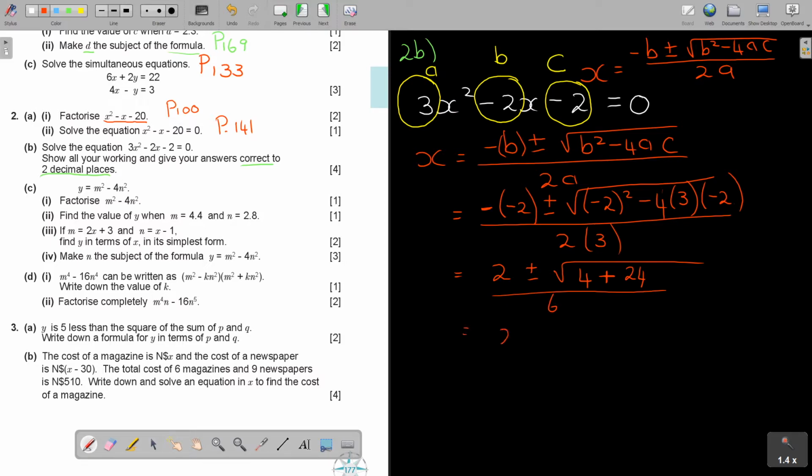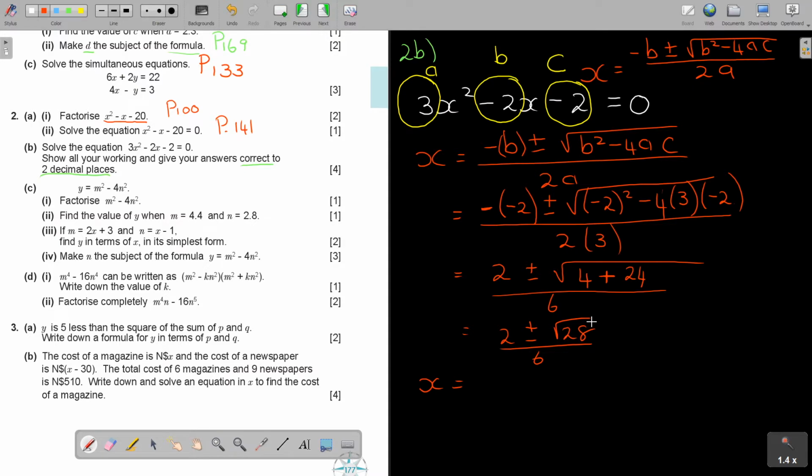And from here on, you can almost start using your calculator. So it's going to be 28 over 6. Now, the one answer you get by following the positive road, and the other answer you get by following the negative road. So now, go and press on your calculator, and really listen, you must press that equal. Press 2 plus square root 28, and then press equals, and then divide 6 equal.